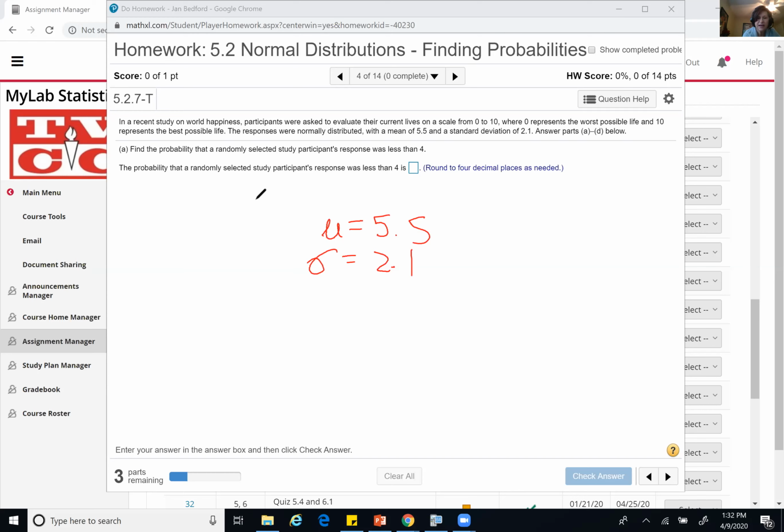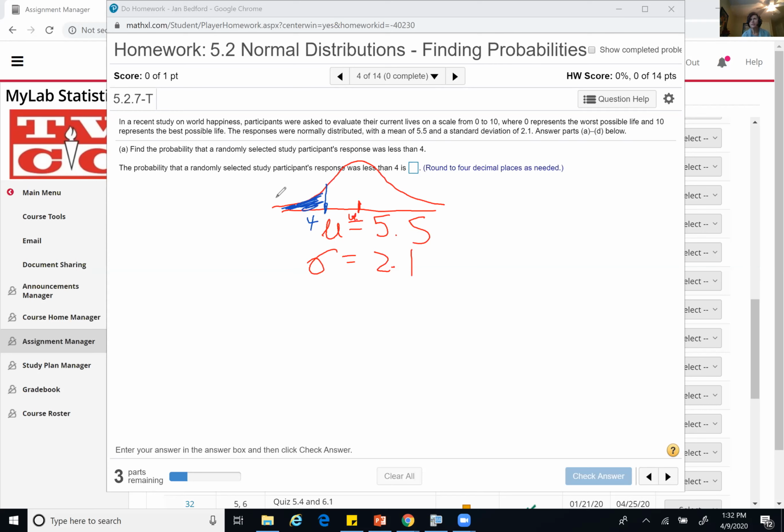So let's say I've got my normal curve here. There's my mean. And I want to know the probability that somebody's response was less than 4. So if that's 5.5, 4 is over here somewhere, right? And less than means I go to the left.